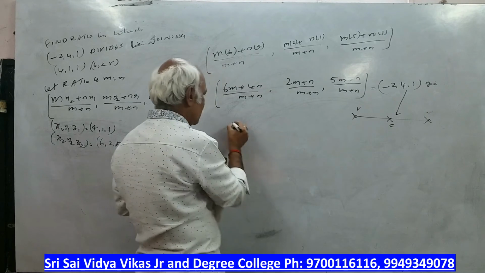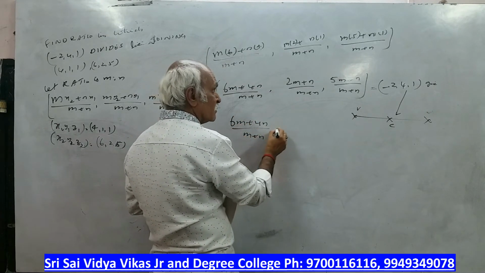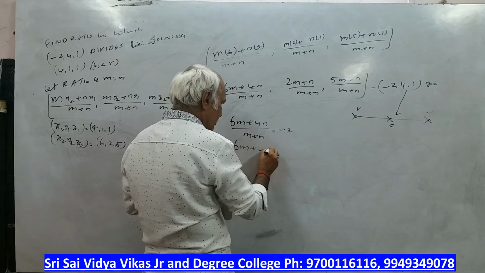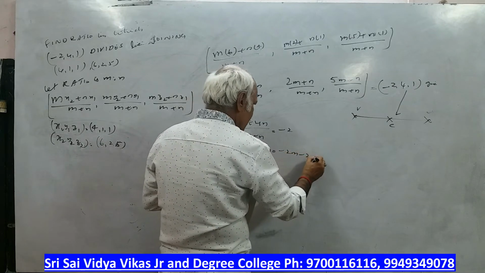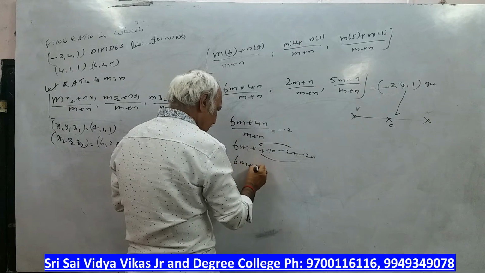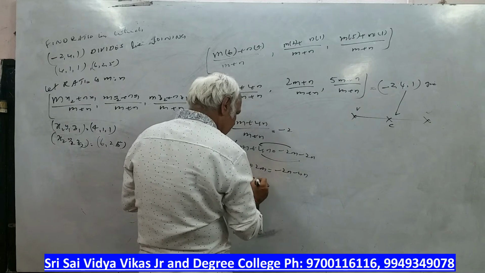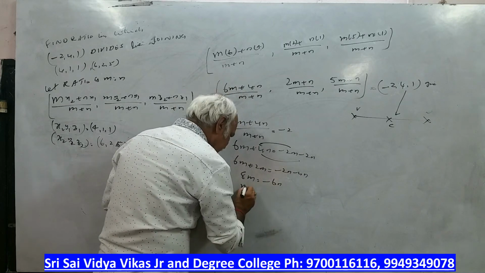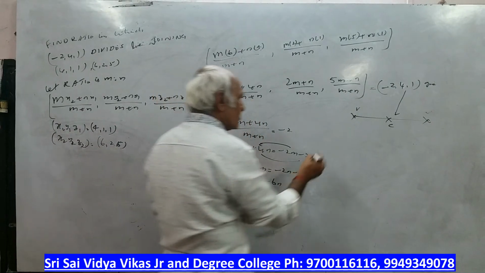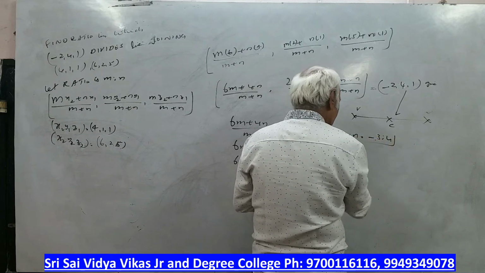Now what will happen? (6m plus 4n) by (m plus n) is equal to minus 2. I am taking only one, so cross multiply. 6m plus 4n is equal to minus 2m minus 2n. Bring the term 2m here, 4n this side. 6m plus 2m is equal to minus 2n minus 4n. So 8m is equal to minus 6n. So m by n is equal to minus 6 by 8, minus 3 by 4. Therefore, the ratio m is to n is equal to minus 3 is to 4.